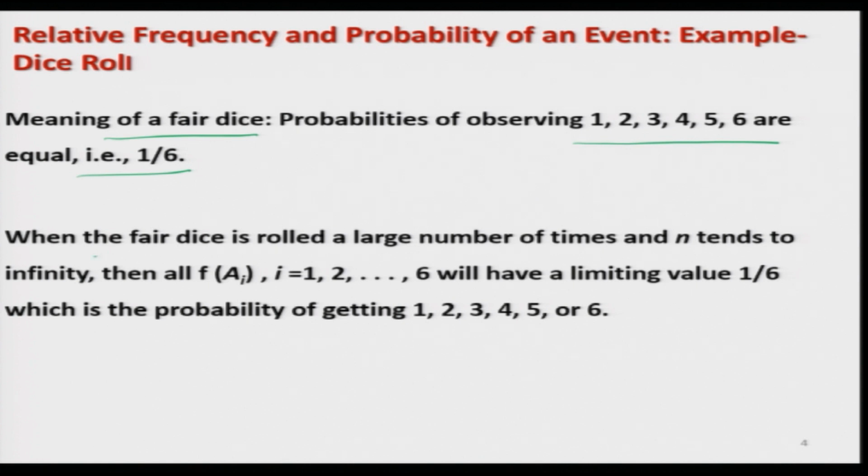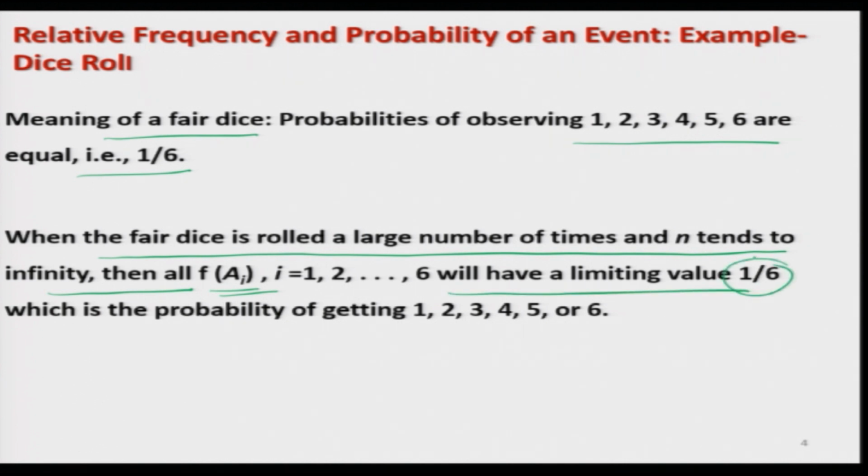That means, when the fair dice is rolled a large number of times, and this number of times, n, goes to infinity, then all these relative frequencies f of a1, a2, a3, a4, a5 and f of a6 will have a limiting value 1 by 6, and that indicates the probability of getting 1, 2, 3, 4, 5 or 6. So now it should be clear in your mind what is the meaning of observing the probability 1 by 6 when you roll a fair dice.